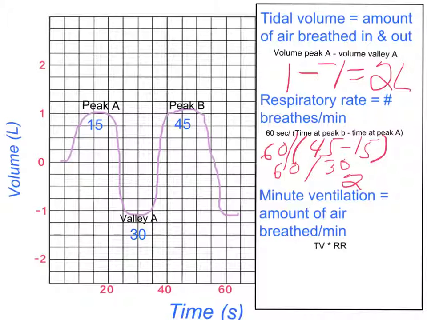Then we get our minute ventilation, which is the amount of air we breathe per minute. We have the volume for one breath, and we know the number of times we breathe per minute, so we know how much air we breathe in a minute. We get our 2 liters times a respiratory rate of 2, and that gives us 4 liters per minute as our minute ventilation. So you'll perform these calculations for the data we collect in the lab.